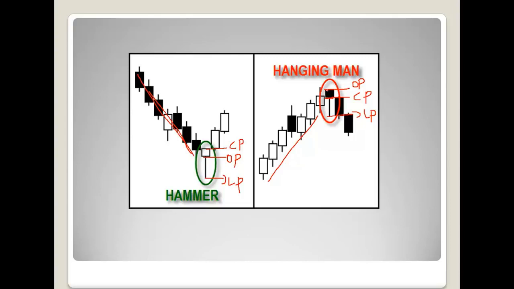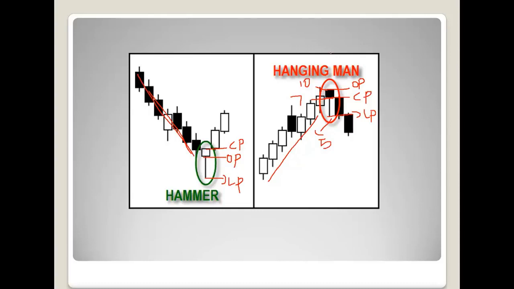Let's consider this was 10 rupees and the market came all the way down to 5 rupees and closed at 7. So the closing price was lower than the opening price. So ultimately it has formed a hanging man.